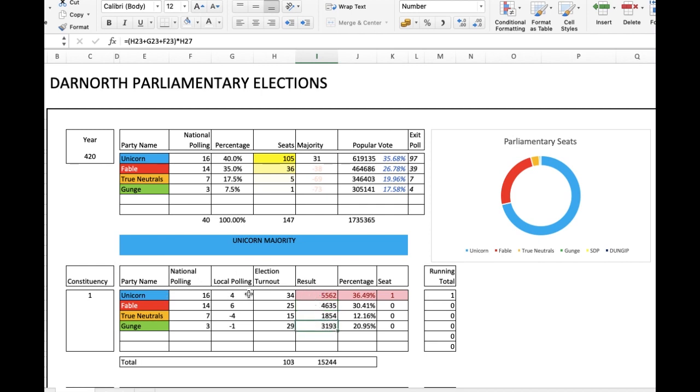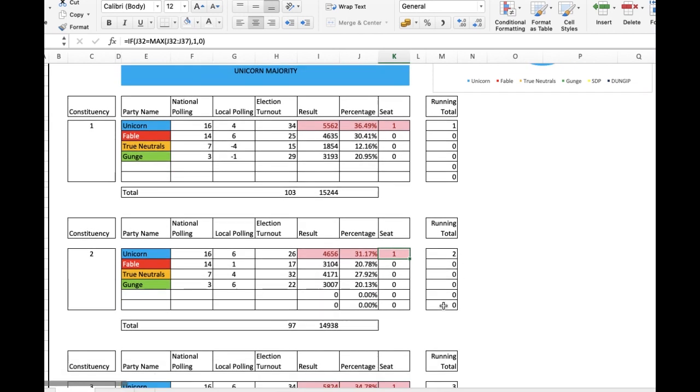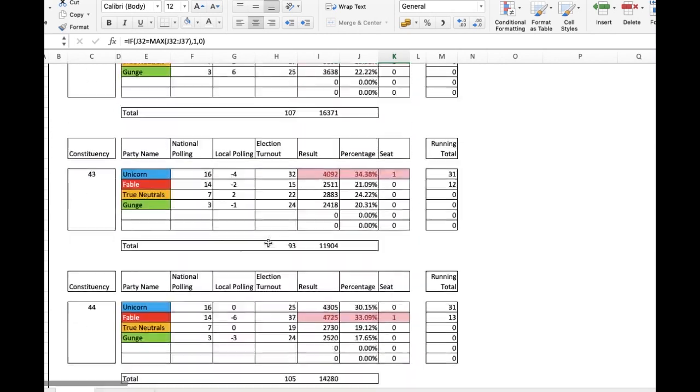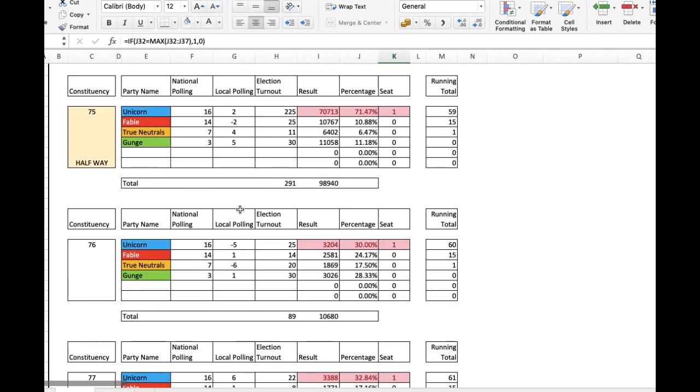So here we see this first constituency went to the Unicorn Party, so they get 1 seat with 36.49% of the vote. Then I would basically redo that for every single constituency. I would do a local polling and the election turnout, get a result, 1 seat, and then we have a running total down the side here. And as I said, there are 147 constituencies. There's a halfway point there.